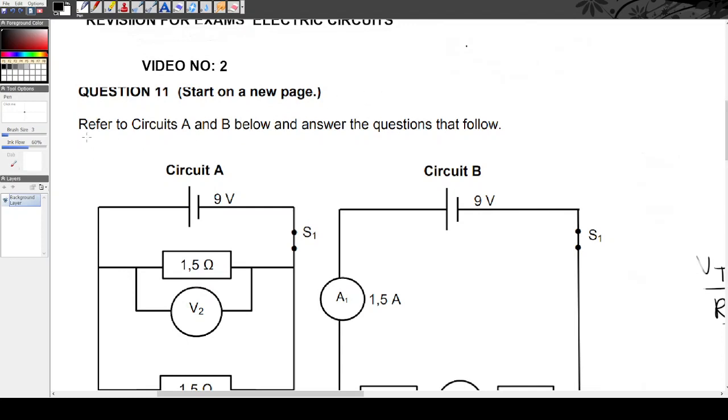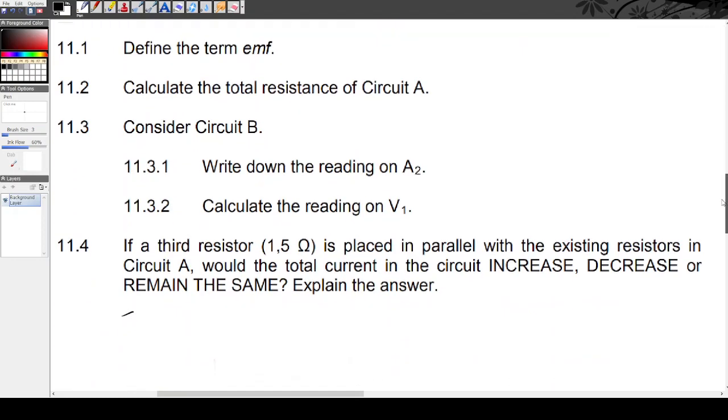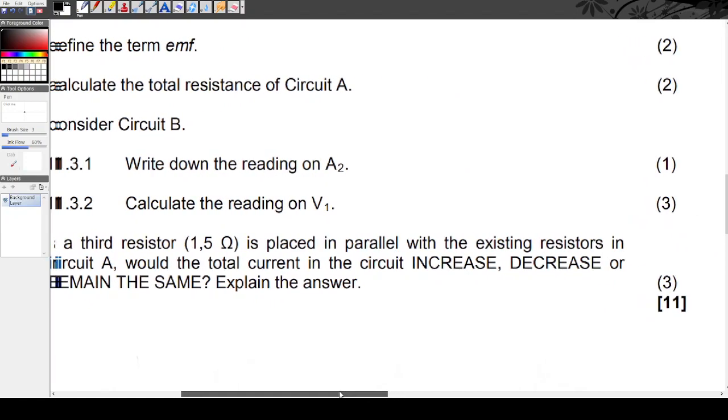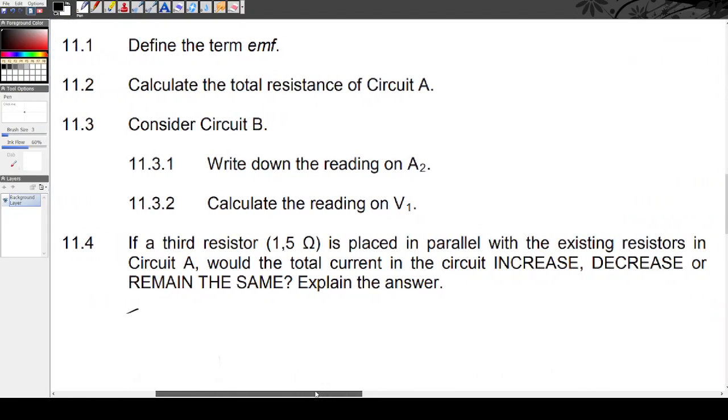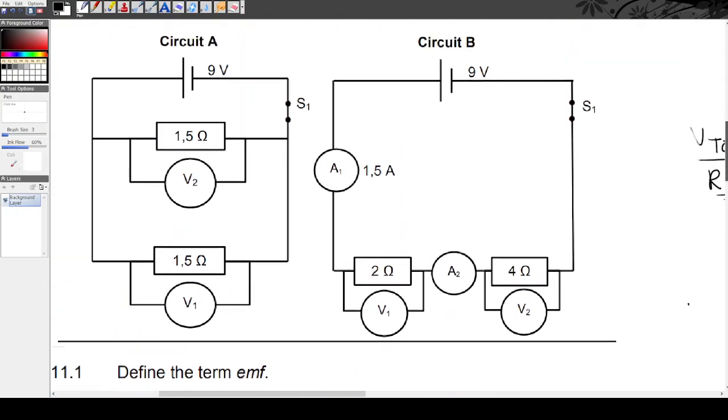And we're given 2 circuits here. They say refer to circuit A and B below and answer the questions that follow. These are the questions that we'll be answering today. Here are the marks. It's 11 marks out of 11 marks. Okay, let's go up and try to analyze.